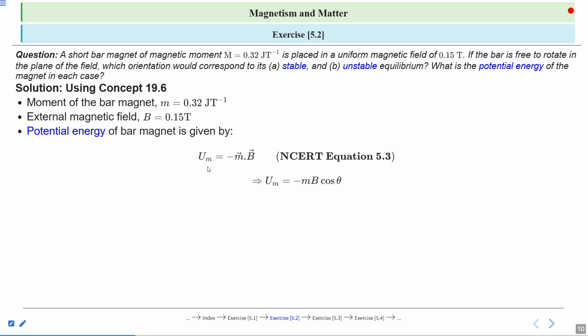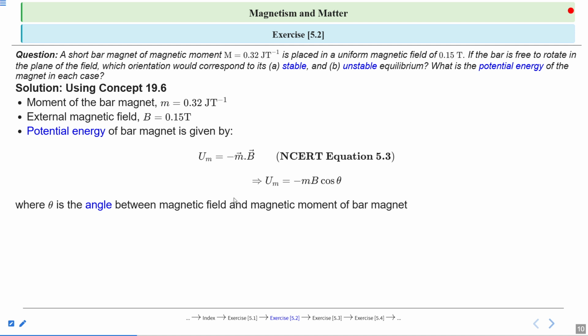It is a scalar quantity, so it will not have direction; this dot product results in a scalar quantity. So the magnetic potential energy equals minus MB cos theta, where theta is the angle between the magnetic moment vector and the magnetic field, that is, the angle between the magnetic field and the magnetic moment of the bar magnet.